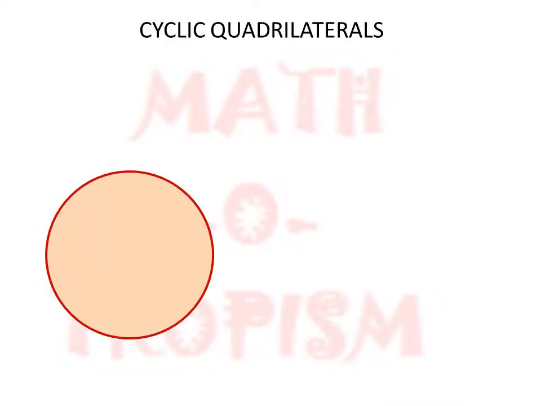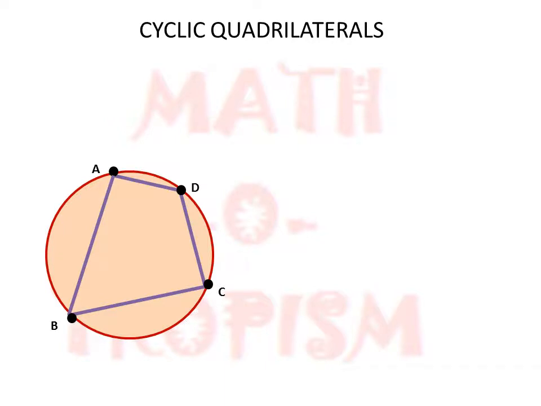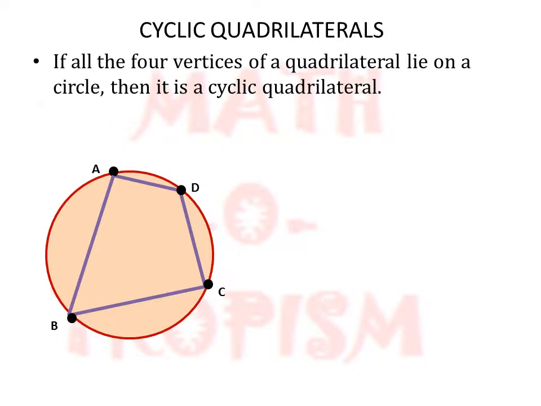Finally, we come to cyclic quadrilaterals. What do you mean by that is, if we have vertices of a quadrilateral in such a way that all of them lie on a circle, then that type of quadrilateral is called a cyclic quadrilateral. So, if all the four vertices of a quadrilateral lie on a circle, then it is a cyclic quadrilateral. Here, ABCD is the quadrilateral and all of them lie on this circle. So, then ABCD is a cyclic quadrilateral.